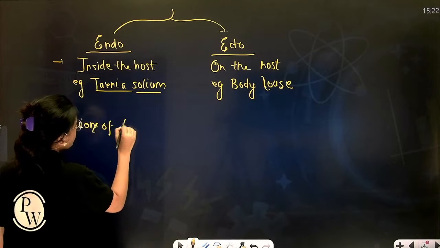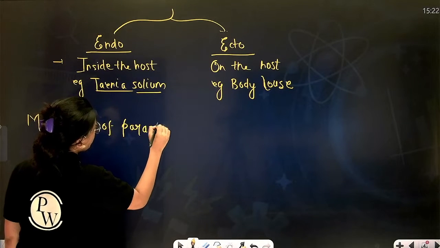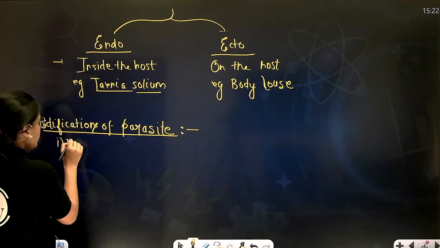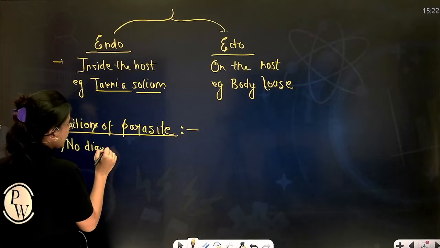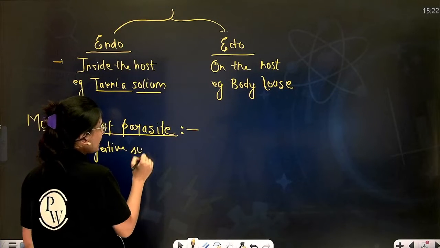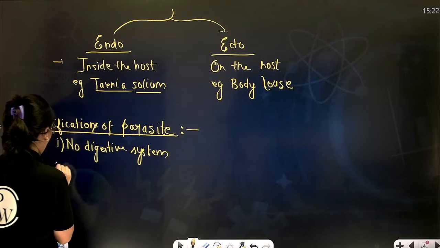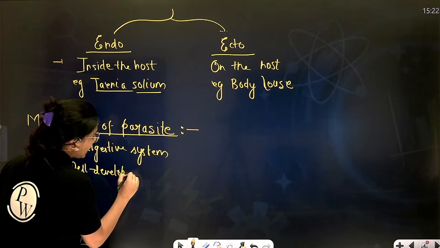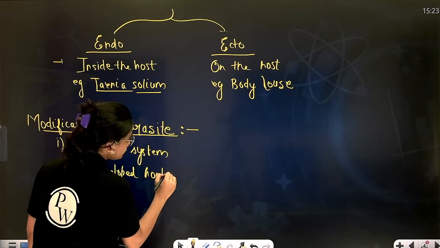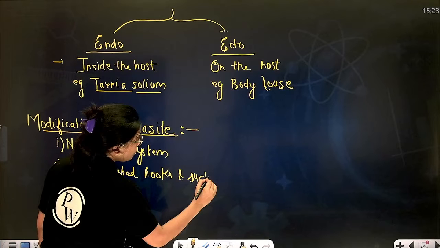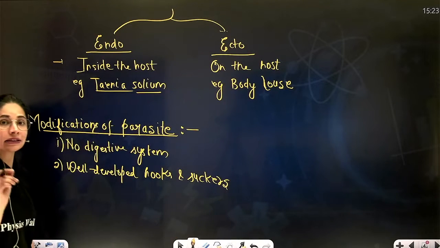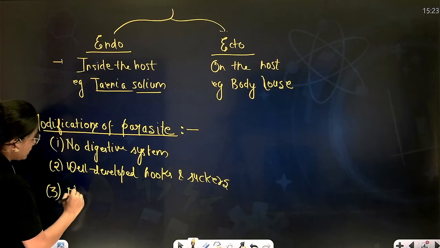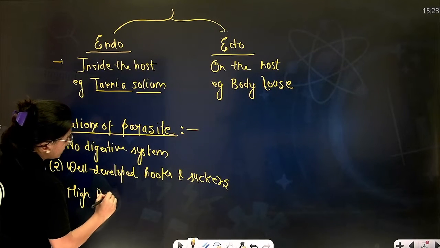Modifications of the parasite. What are you going to write? Number 1, no digestive system. There is no need for it. So they don't have any digestive system, but they have well developed hooks and suckers. Number 3, they have high reproductive capacity.